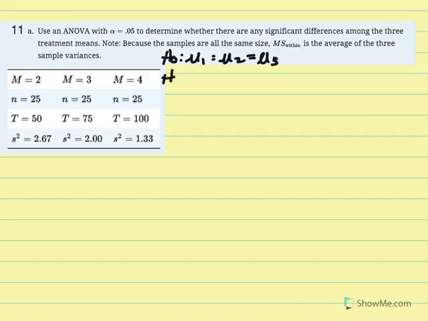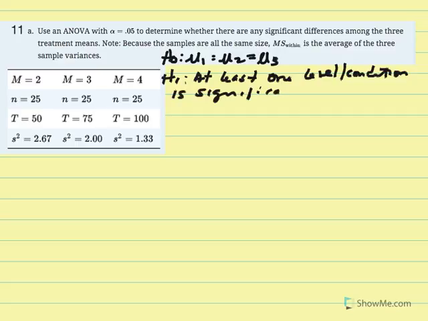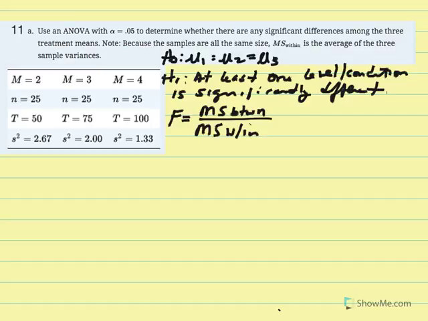And the research hypothesis is going to state that at least one level or condition, treatment, is significantly different. We're going to calculate our F ratio, which is MS between, which represents treatment effects and random unsystematic variation, over MS within, which represents random unsystematic differences or variations only.